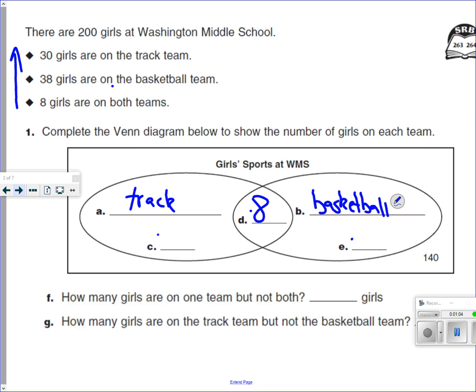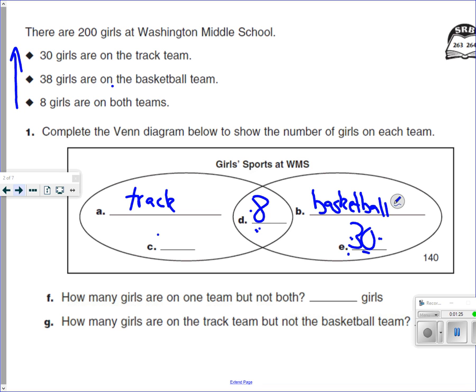If 38 girls are on the basketball team, what number goes right here? I can't put a 38 right here because I have 8 of the basketball players right here playing both. So that means I'm left with 30 girls who just play basketball. The 8 is added with that 30, so there are 38 on the basketball team.